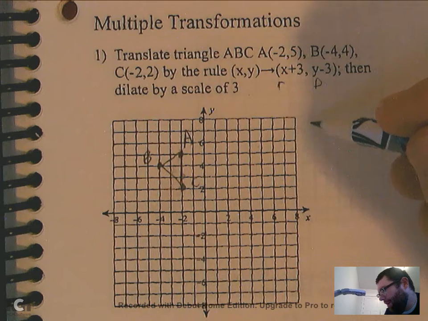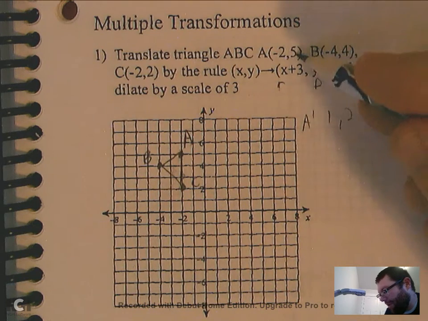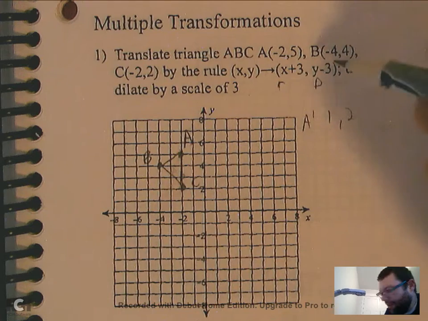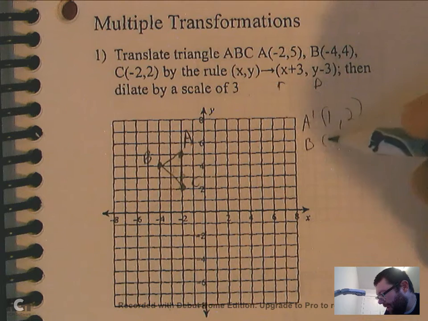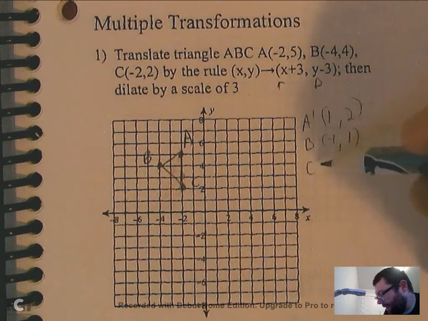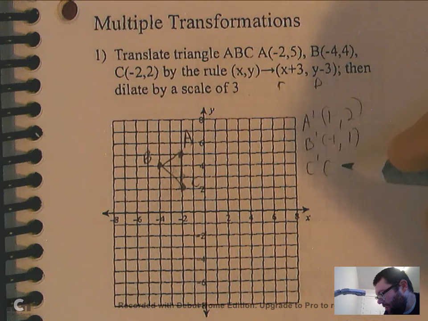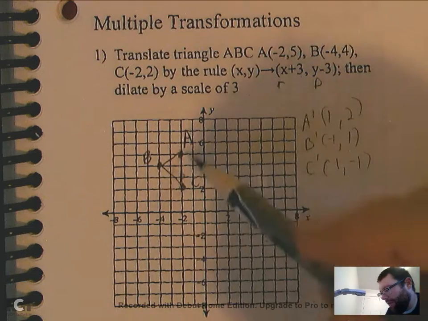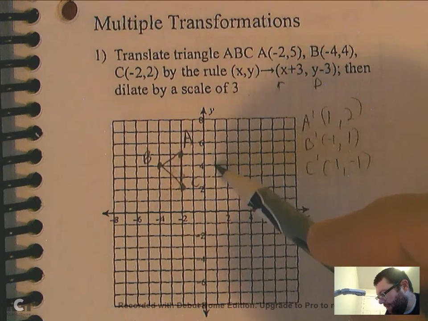Again, like so, A prime is going to become 1 and 2, because you'd add 3 to the x, subtract 3 from the y, and that would be your new point, right? B prime is going to become -1 and 1. And C prime is going to become 1 and -1.